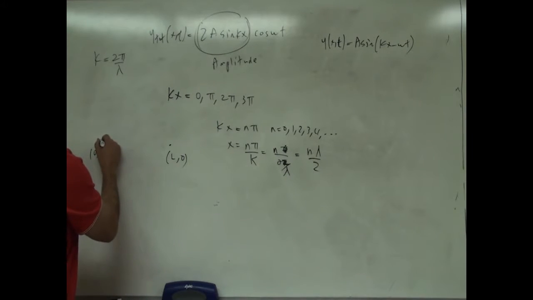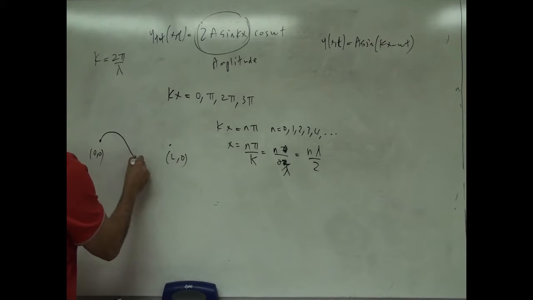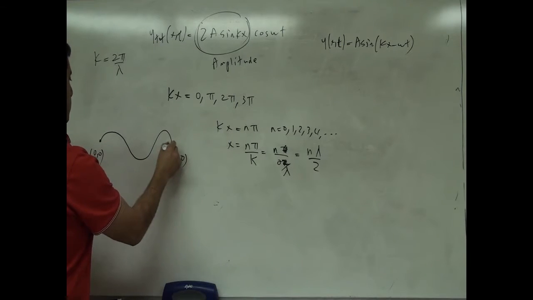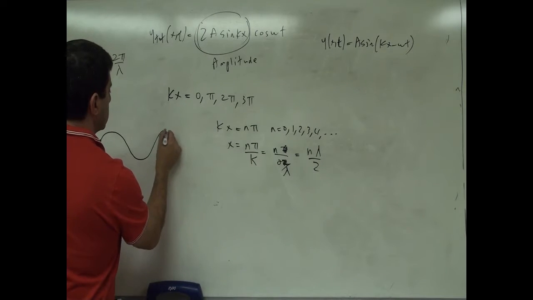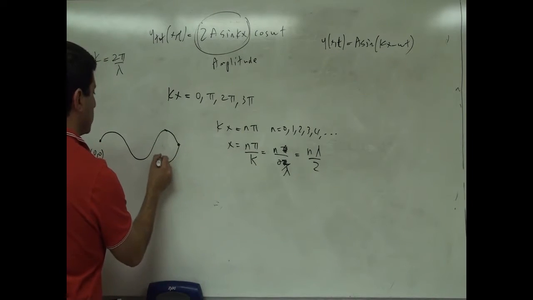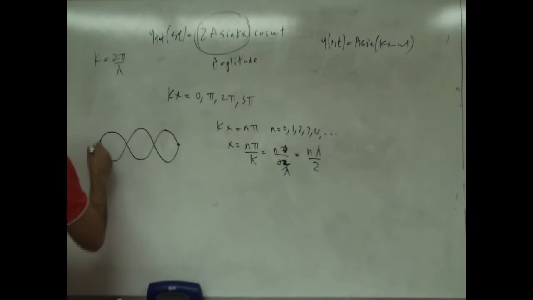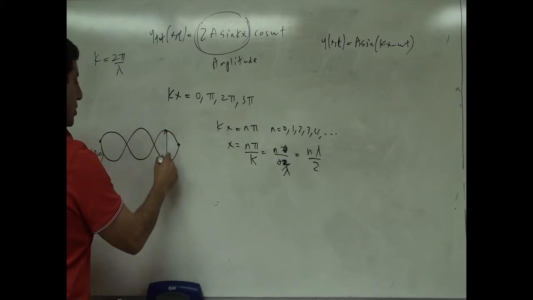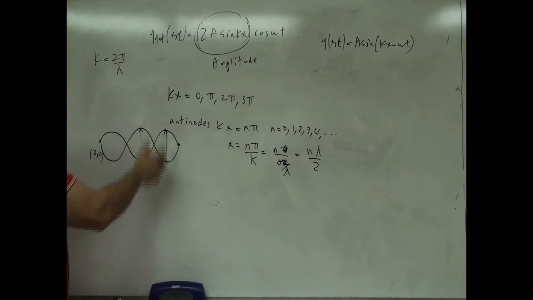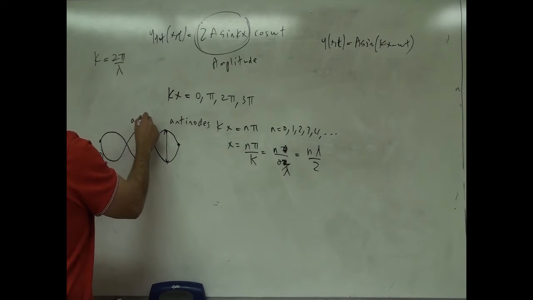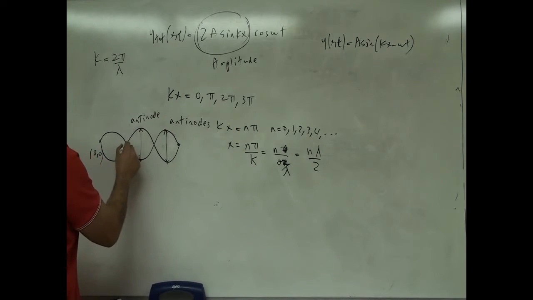So the wave looks something like this, let's say. Then it's propagating, and let's say this is the end of the string, then it goes like this, right? These points are called antinodes, where it has maximum oscillation up and down, right? Antinodes. And then these points are the nodes.